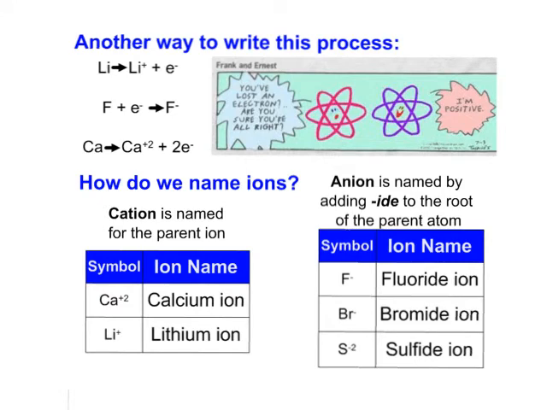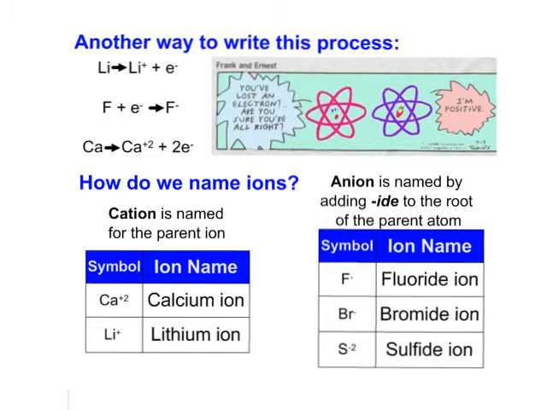Another way to write this process is like this. It's just kind of the chemical formula. Lithium, when it loses an electron, will become lithium ion plus an electron over on this side. We have here, just writing it the other direction, fluorine plus an electron gives us a fluoride ion. And you can read the little cartoon. Hopefully those are of some interest to you guys.